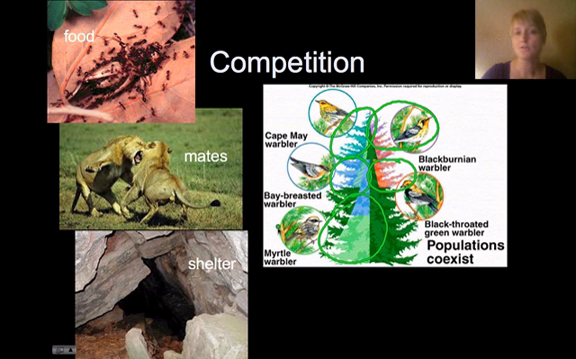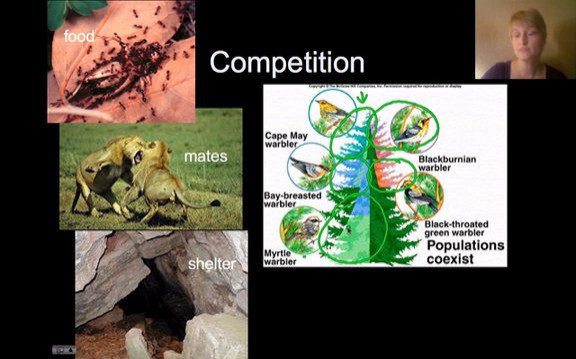Like the Cape May warbler doesn't have to compete with the myrtle warbler. They're separate from each other. These guys are using a different food source. They're using a different type of shelter, so they're not competing with this warbler.